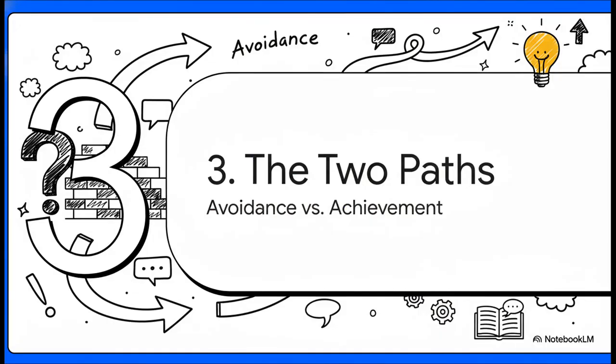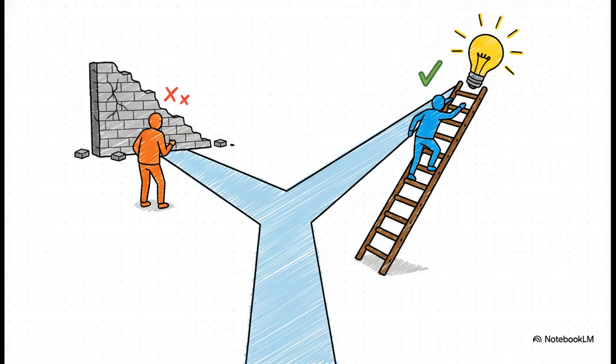All right, moving on to section 3, the 2 paths. So when that student hits that wall, they're at a fork in the road. They have 2 basic options. And for your exam, you absolutely have to know the difference between these 2. Okay, so on one path, you've got your avoidance strategies. This is pretty much what it sounds like. The learner just gives up on the idea. They might change the subject or just abandon the sentence altogether.